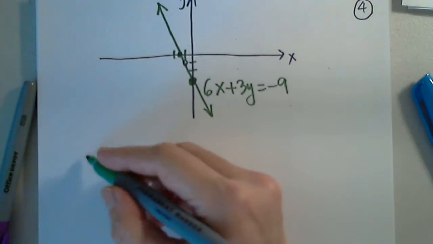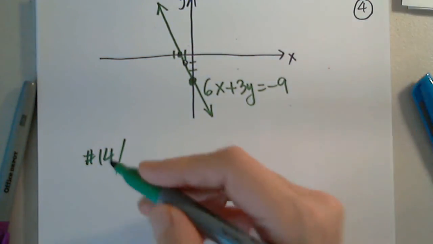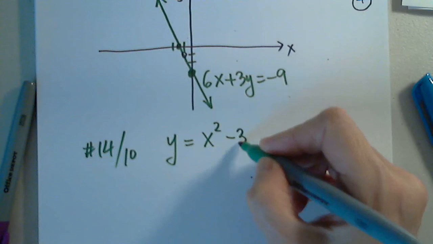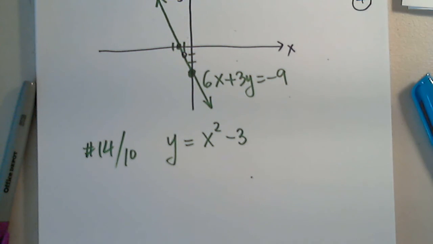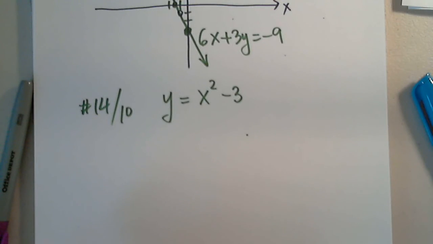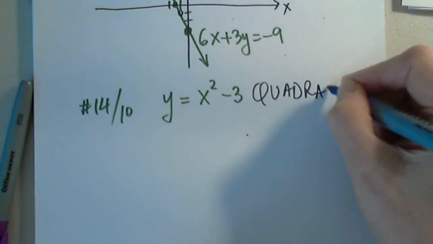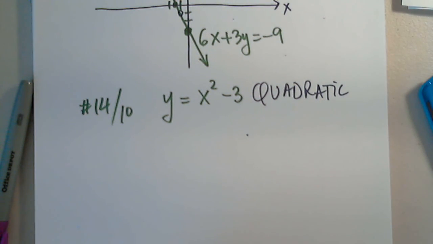Let's refresh our memory on a different type of function, 14 on page 10, and that is y equals x squared minus 3. What type of function is this? Obviously, it's not linear because it has power 2 on x. We call this quadratic. It's a quadratic equation.